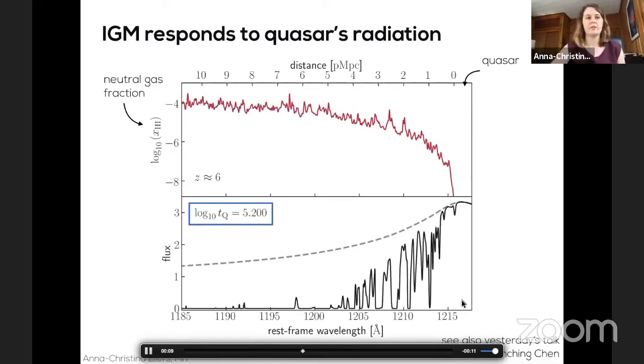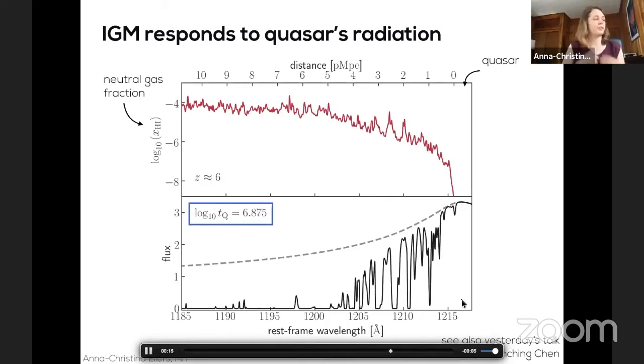And so the amount of transmitted flux that we observe in the spectra of these quasars can tell us something about the lifetime. So how long have these galaxies been shining as luminous quasars? And how long have the supermassive black holes that are located in the center of these host galaxies, how long have they actively been accreting matter? Because it's really this accretion process that powers the ionizing UV radiation.